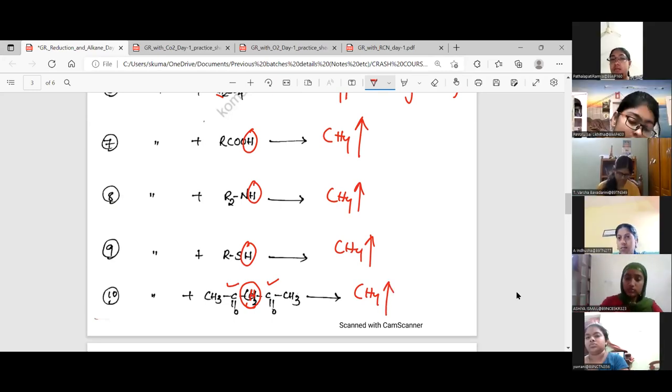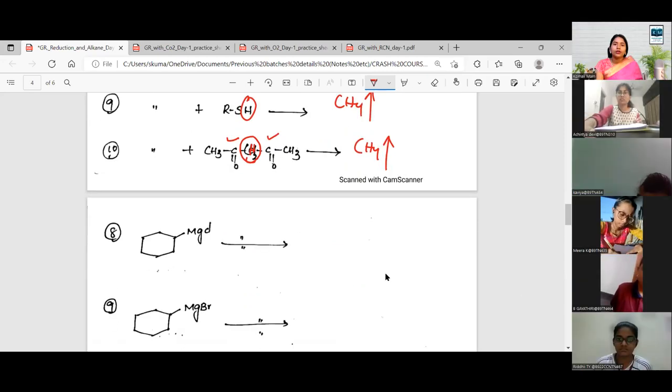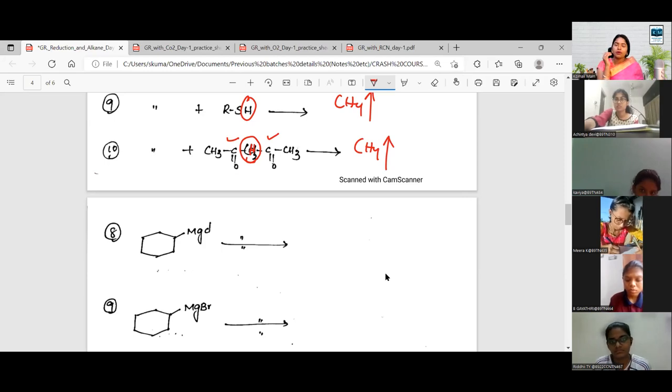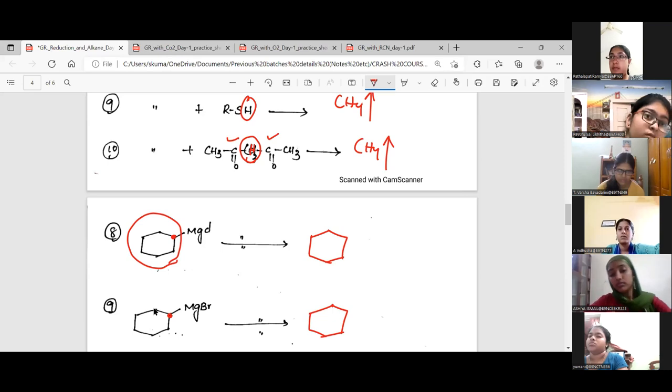What do you say? Got the clarity? See the next one. If I take the same compound, then what will we get? This is a Grignard reagent. A Grignard reagent always accepts H plus. Here H plus comes. If the compound has acidic hydrogen, that's it. It will accept H plus.